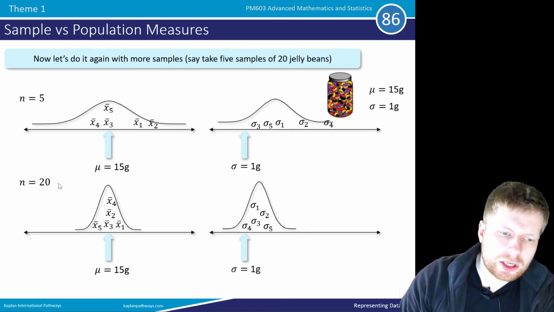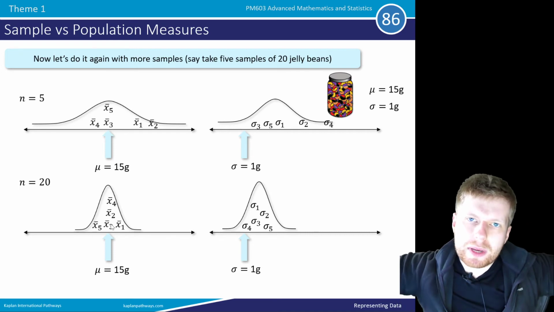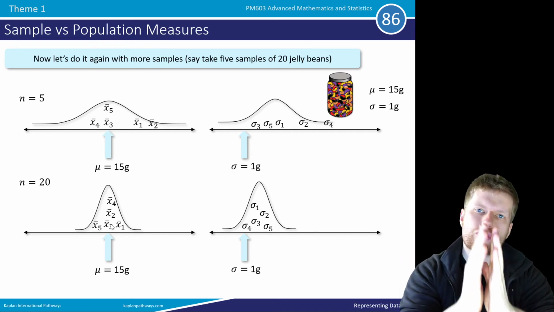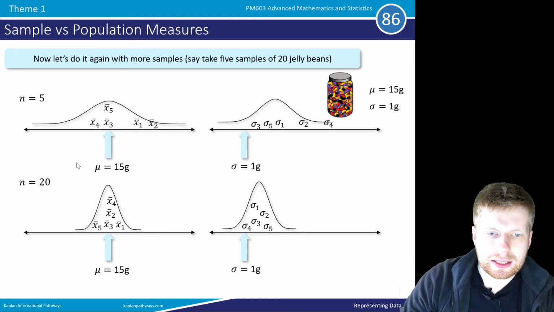And all that happens, if I take more jelly beans in each sample, is that those mean weights become more centered around the true population mean weight. In other words, they become less spread out, okay, and you can see that.